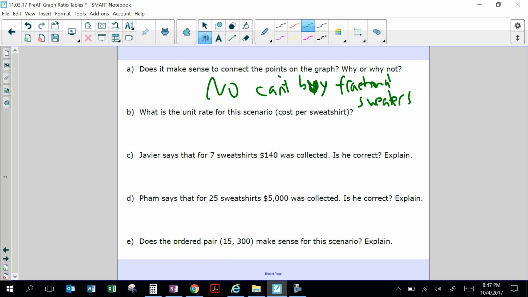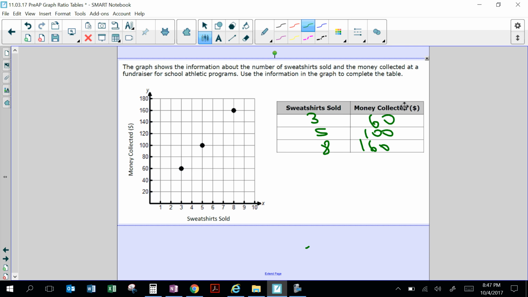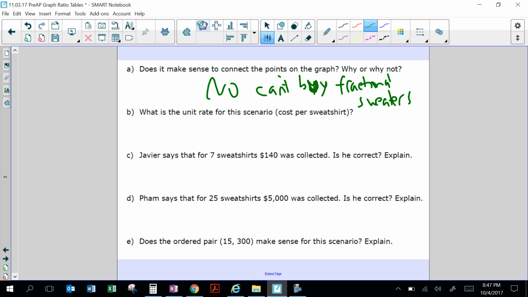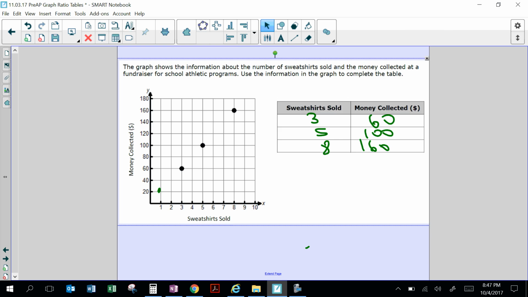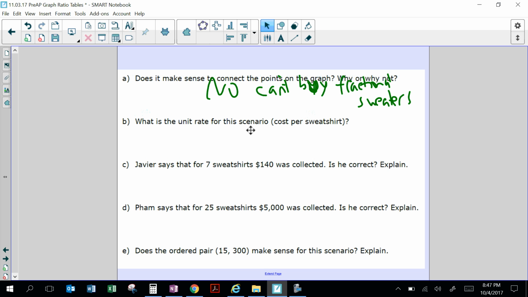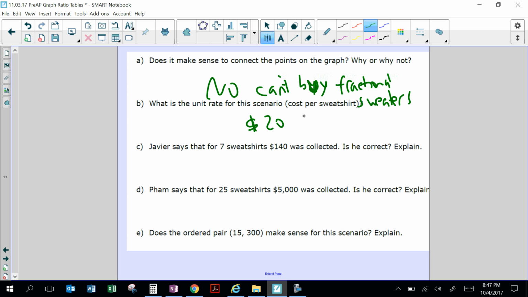What is the unit rate for the scenario, cost per sweatshirt? Let's think. Cost per thing. Oh, it's right here. One sweatshirt costs $20. I don't know what is wrong with this. All right, this is getting confusing. I'm sorry. Better. So what is it? It's $20 per sweatshirt.